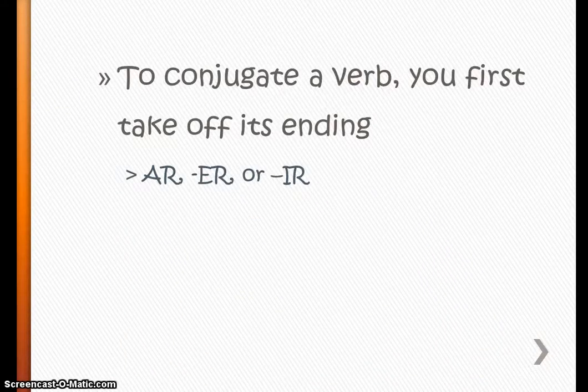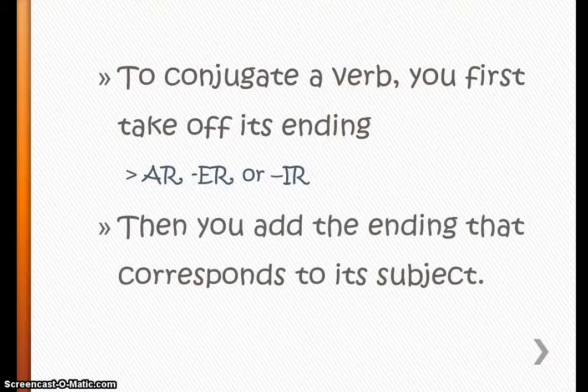Now when you're conjugating a verb, the first thing you must do is take off its ending. So you're going to take off either the AR, the ER, or the IR. Then you can go ahead and add the ending that corresponds to the subject.